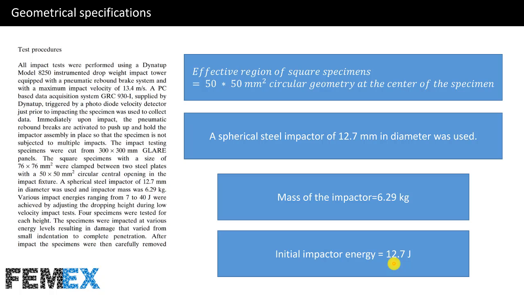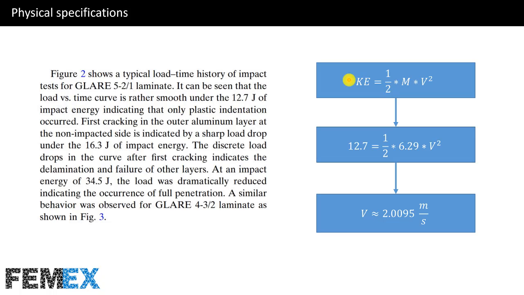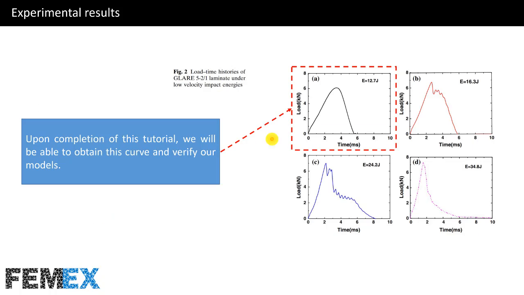According to this value, we can calculate the initial speed of the impactor. This is the equation of kinetic energy for a rigid body with the angular velocity equal to 0. So, according to this equation, the value of initial velocity of impactor can be calculated. These experimental results are reported in the paper. Upon completion of this tutorial, we will be able to obtain this curve and verify our models.